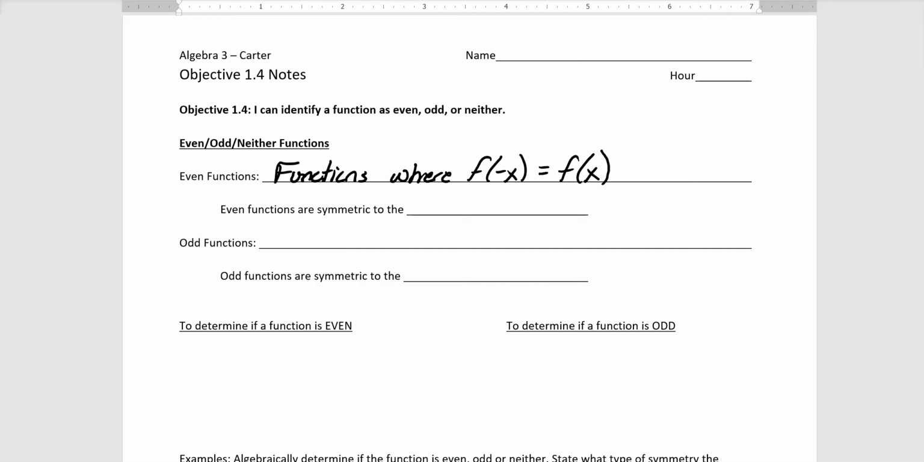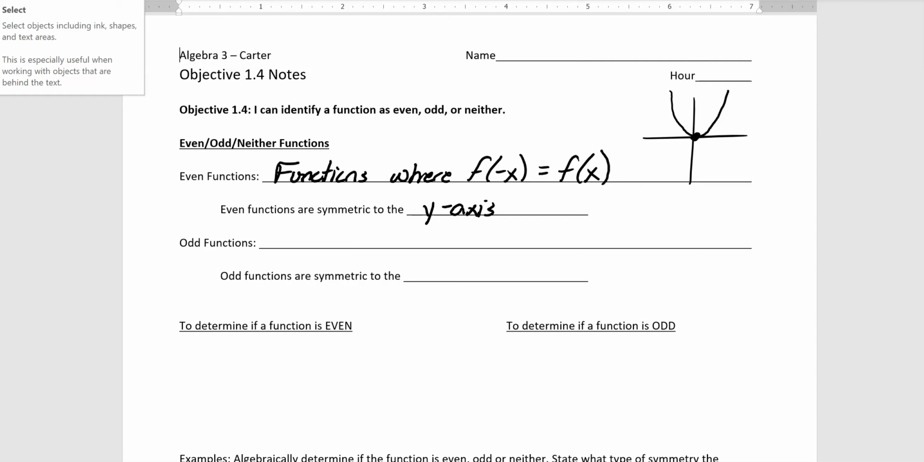So what does that mean? Well, that means that when I plug in a negative value for my input, it'd be the same as if I plug in a positive value. And that means that even functions are symmetric to the y-axis. All right? So think about it this way. If we have a graph that is even, the negative side will look the same as the positive side, right? This side, the negative x, will be the same as the positive x over here. All right, so symmetric to the y-axis are even functions.